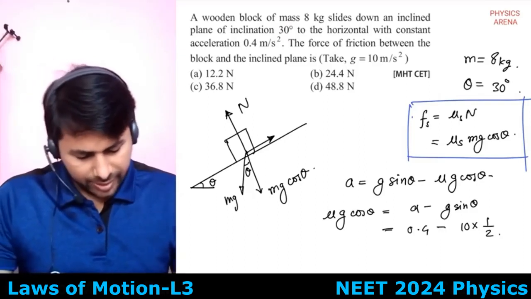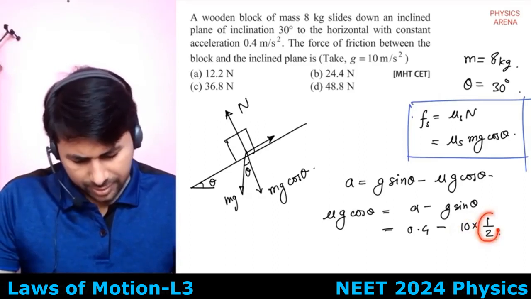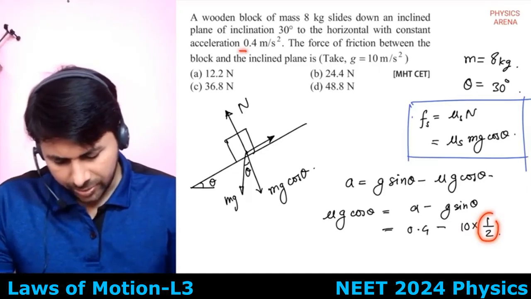So this will be 10 divided by... acceleration is 0.4 only.